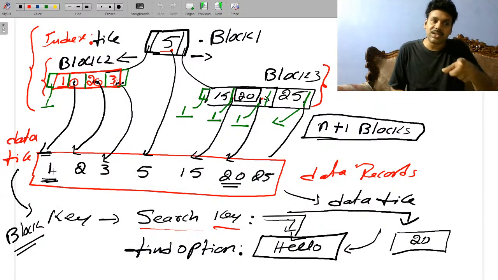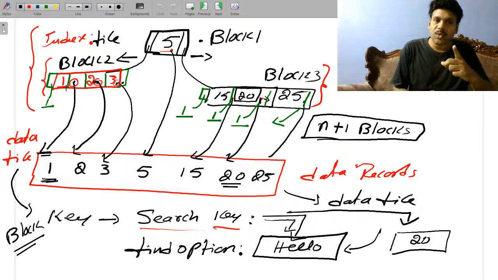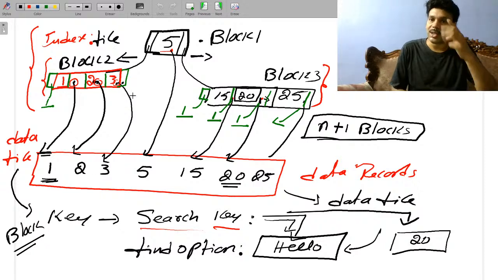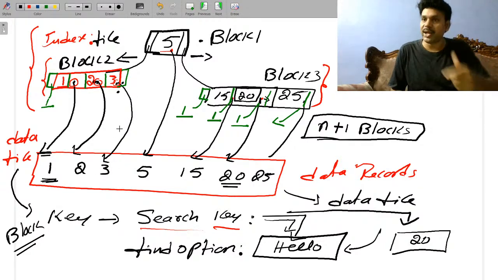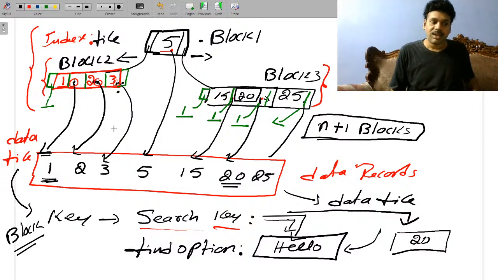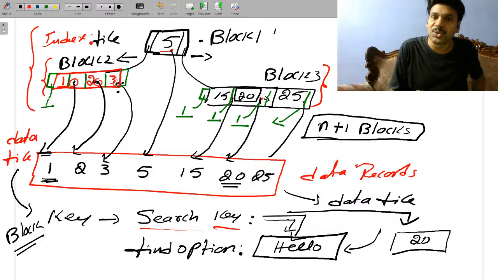So please look at the screen carefully. I want to search 1. 1 is available in block 2. Agreed? I want to search 2. 2 is available in block 2 only. I want to search 3. 3 is available in block 2 only. I want to search 5. Where are you going to bring it from? You need to contact the root. Understand? You also need to touch the root in order to get your record.